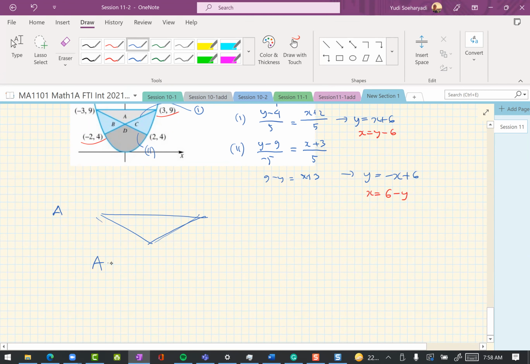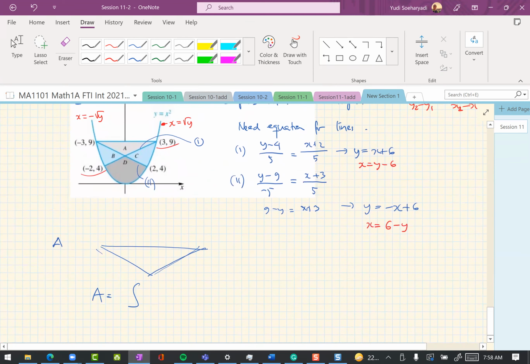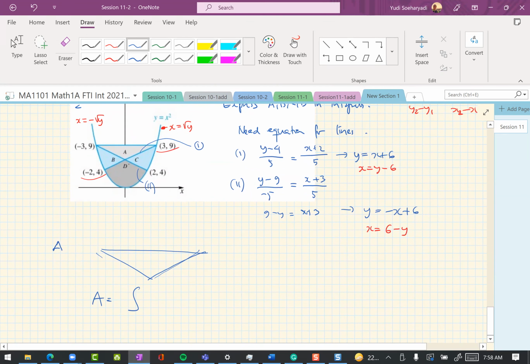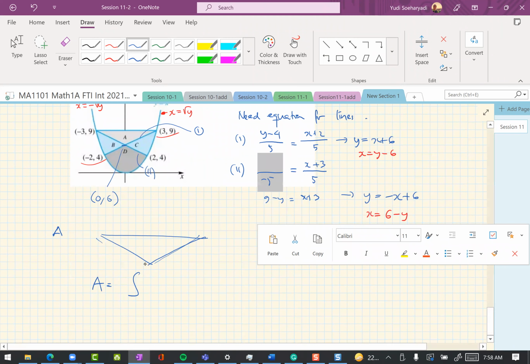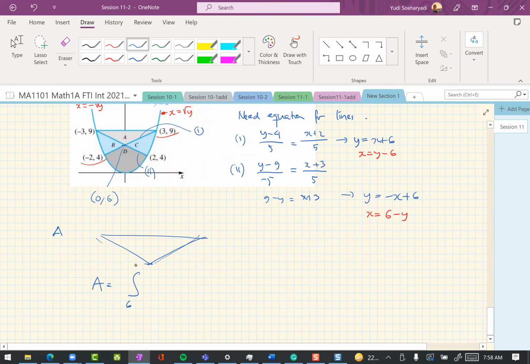So using sideways, A is the integral with dy. From here, y equals, let's see, this point is 4, so 6. Just plug in x equals 0 here. x equals 0, so y equals 6. So it's from 6 to 9, of the right x minus the left x, dy.